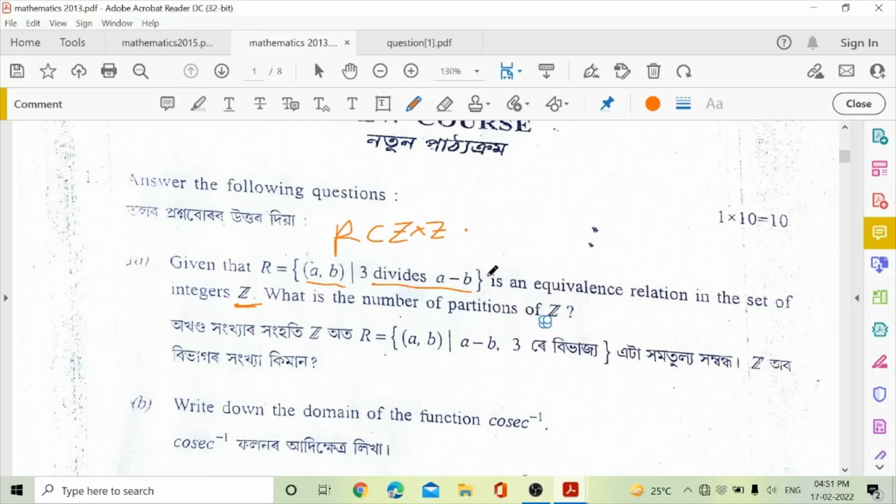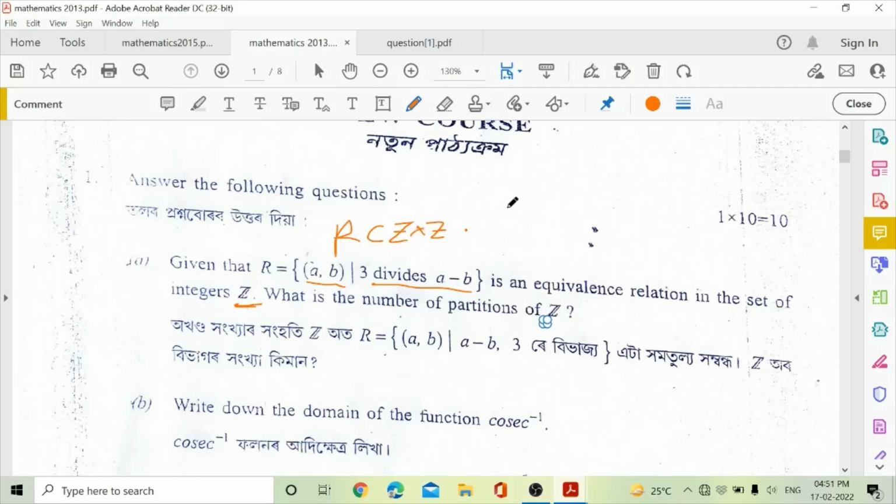Now it is a 1 marks question. It is already given that it is an equivalence relation, that means the relation R is reflexive, symmetric as well as transitive. All the conditions are satisfied. Now the question is: what is the number of partitions of Z? That means how many partitions will be there. What does partition mean?